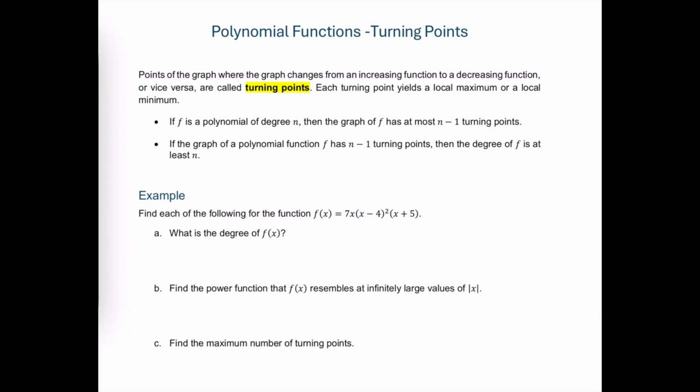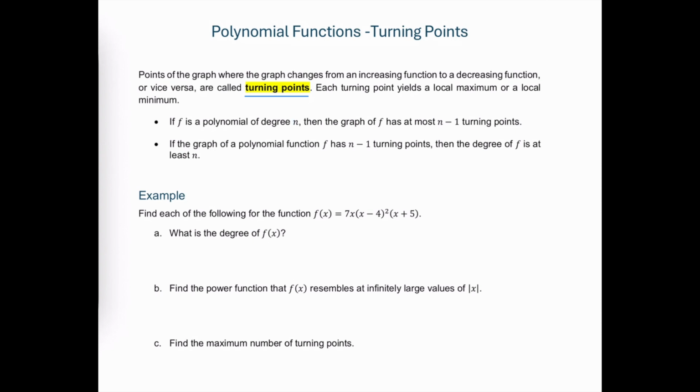On a polynomial function, the points on the graph where the graph changes from increasing to decreasing or vice versa are called turning points. Each turning point will yield a local maximum or a local minimum. We can predict the maximum number of turning points by looking at the degree of the polynomial.